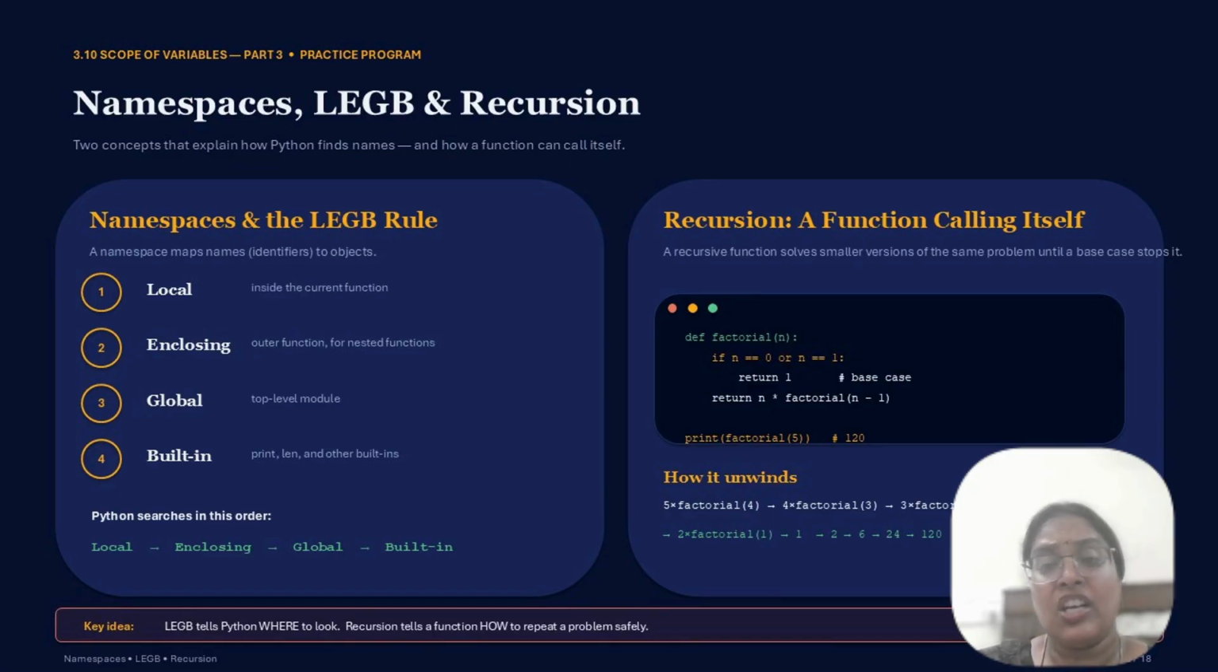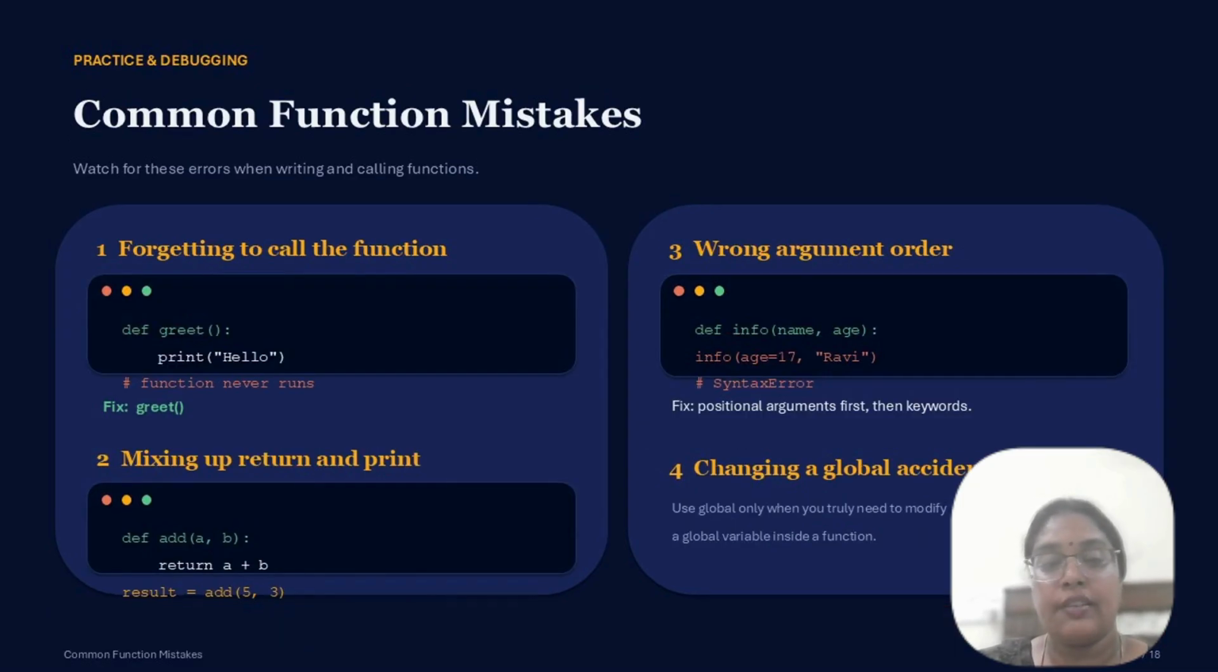And what is recursion? It is a quite interesting topic, and we will continue this topic in the next session also. A recursive function solves a smaller version of the same problem until the base case is reached. We have taken the very famous function def factorial of n. If n is equal to 0 or n is equal to 1, return 1. Otherwise, return n times factorial of n minus 1. For example, I have taken factorial of 5; I call again 4, then 3, then 2 and then 1. Once it reaches 1, it winds up.